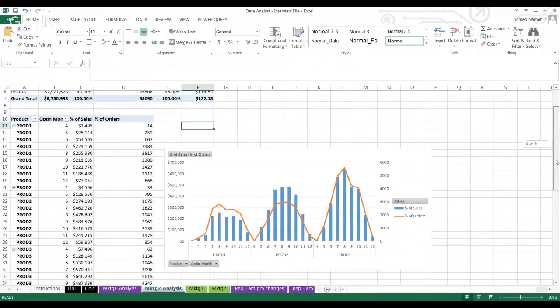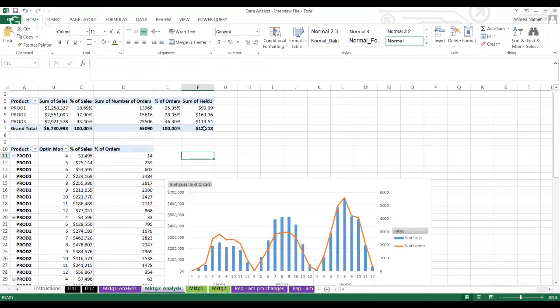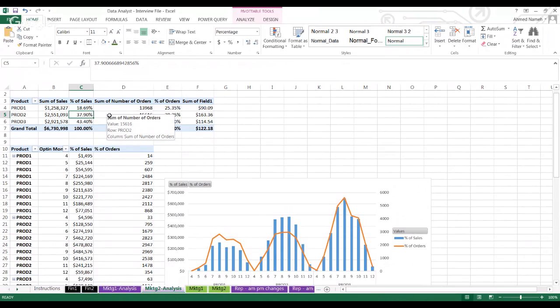And one of the first things that I noticed, first of all, product 3 brings in the bulk of the sales. So you're looking at 43.4% of the sales, resulting from 46.3% of the orders. Product 2 is second with 37.9% of the sales, 28.35% of the orders. Again, this goes back to the efficiency conversation that I had earlier.